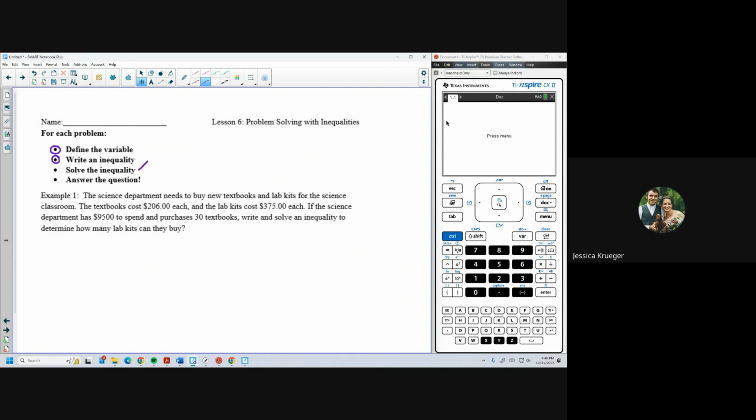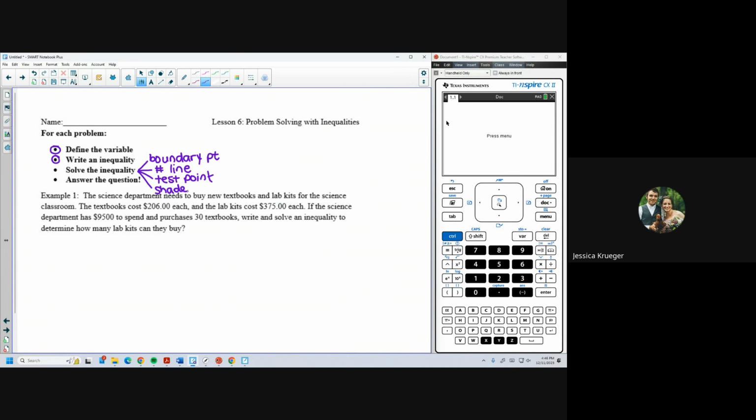For solving the inequality, find the border point, boundary point. Put it on a number line. Set up a test point, and then shade. Okay, and then make sure to answer the question.